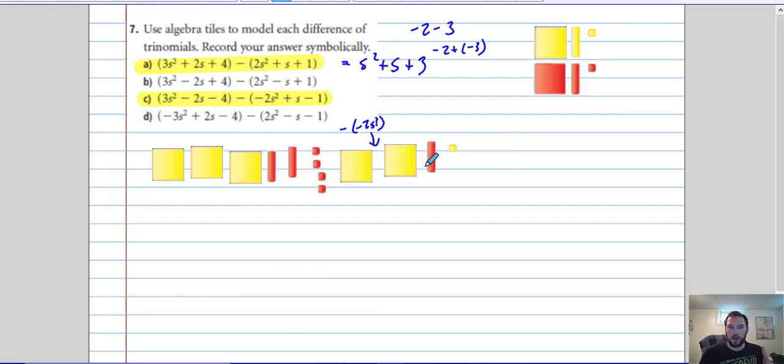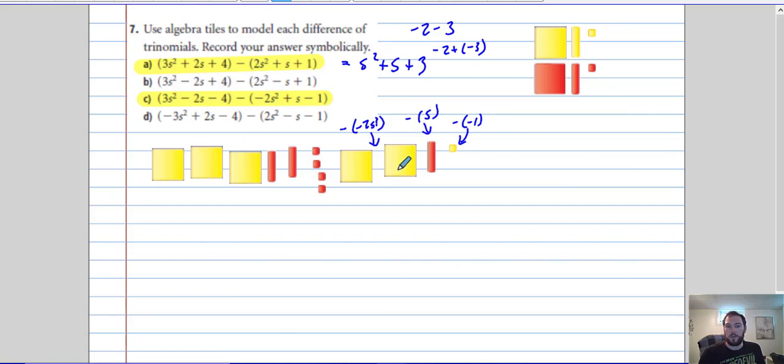So I can take this negative 2s squared and I can turn it into the negative of negative 2s squared, and that turns into positive 2s squared. I can take my s and I can turn it into the negative of s, and that turns it into negative s. And I can take my negative 1 and I can do the negative of negative 1, and that turns it into 1. And if I do that, this turns into an addition.